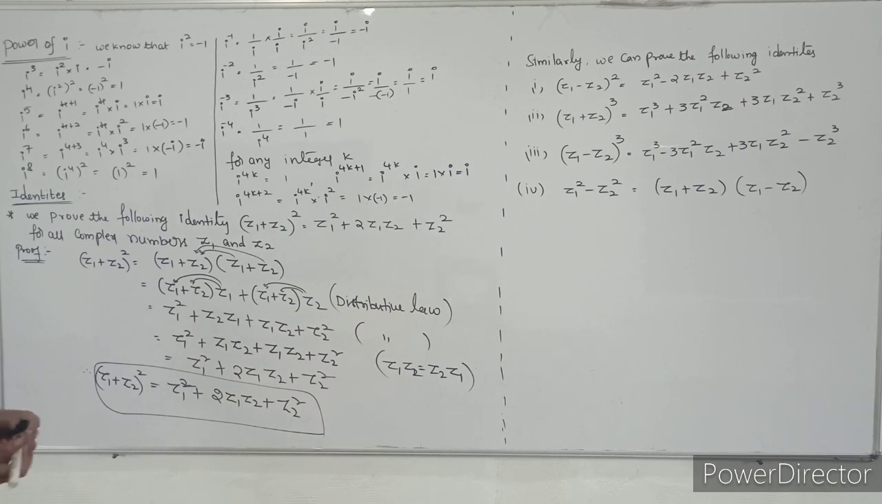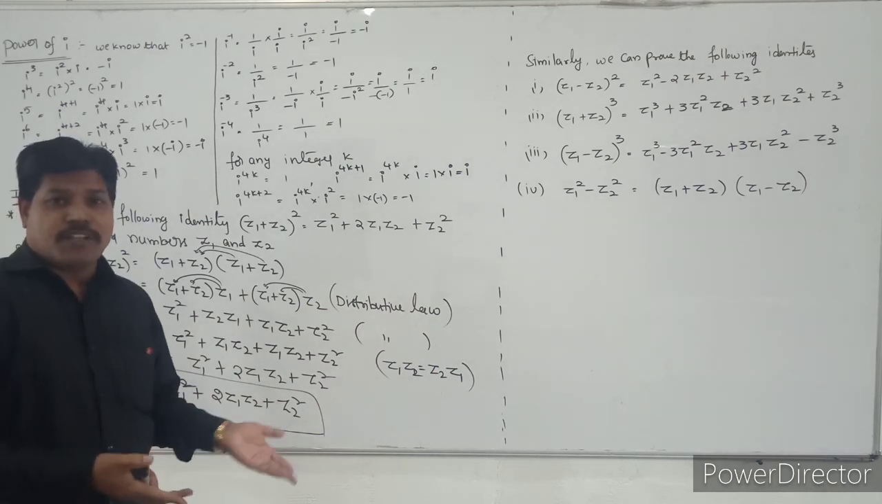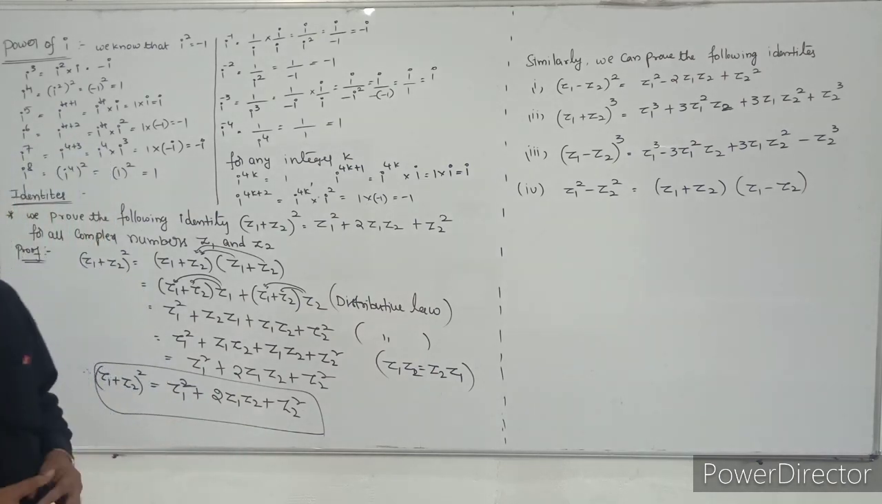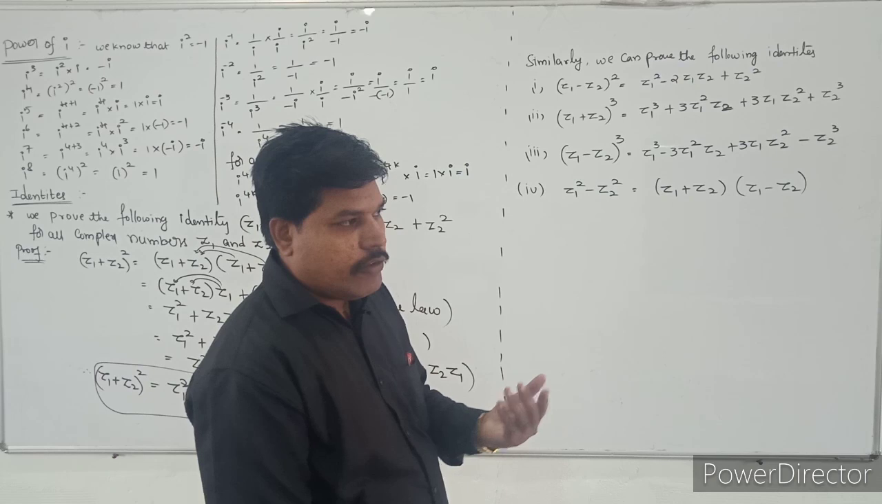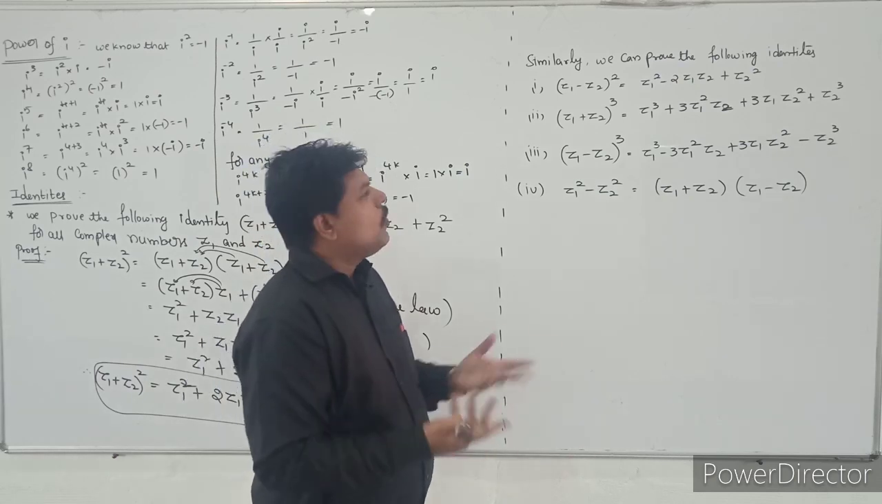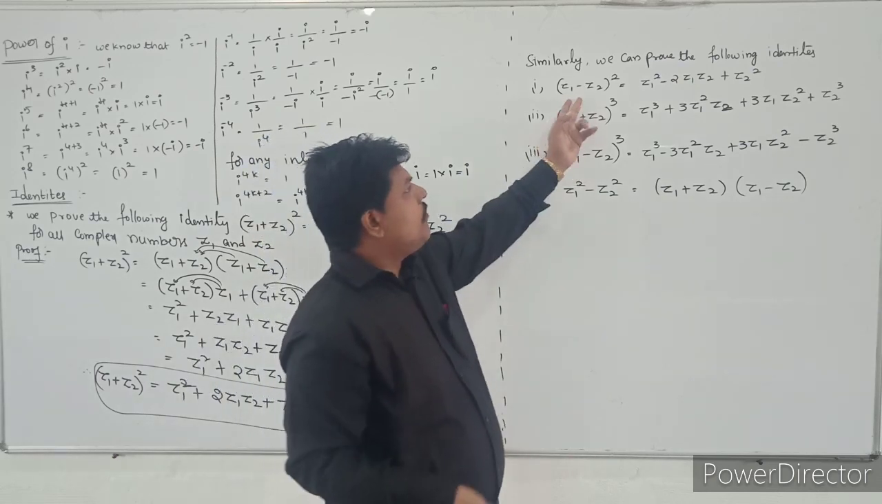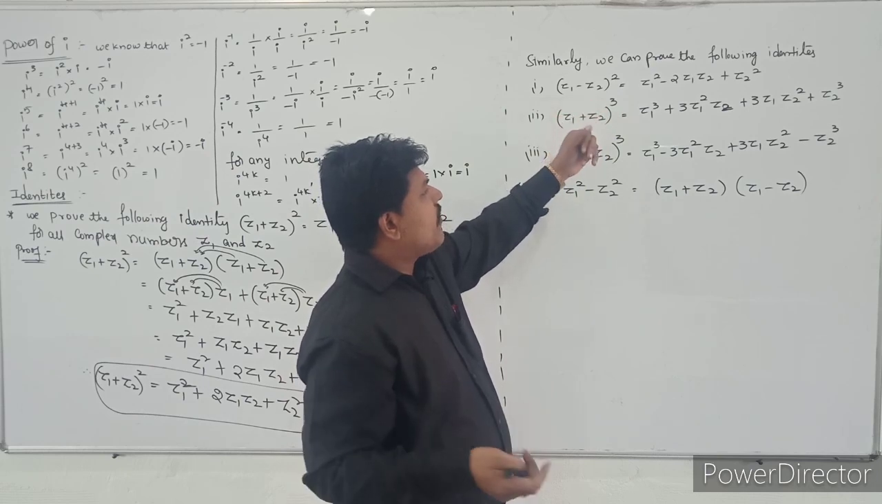Already we know this holds in the real numbers. We know that (a plus b) whole square formula is a square plus 2ab plus b square. Similarly, the identities for real numbers, we will use for complex numbers also. We can prove these conditions very easily.